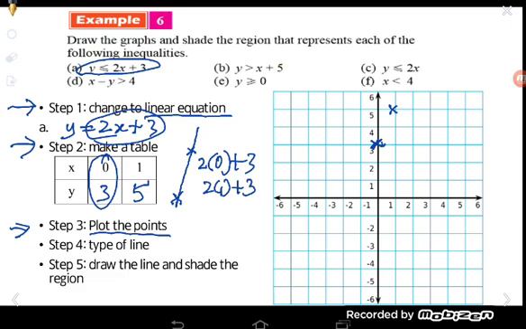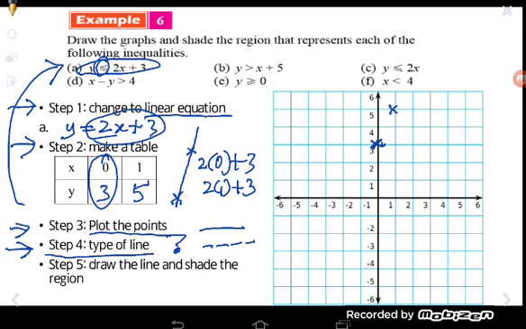So next, before you draw, this is a very important step. What type of line? Is it a solid line or is it a dash line? So this time you have to refer to your inequalities. Check on the symbol. You have the equal sign over there, so it is a solid line. Okay, decided solid line, and then step 5, draw the line, and then you shade the region.